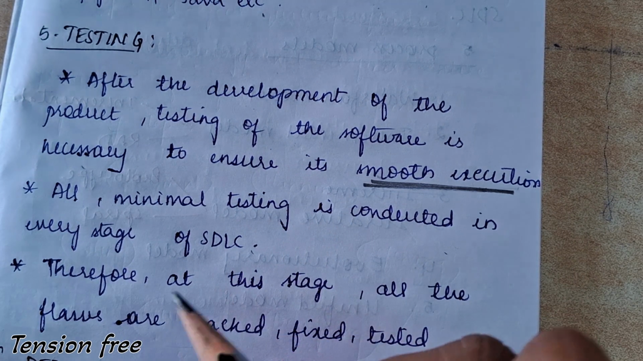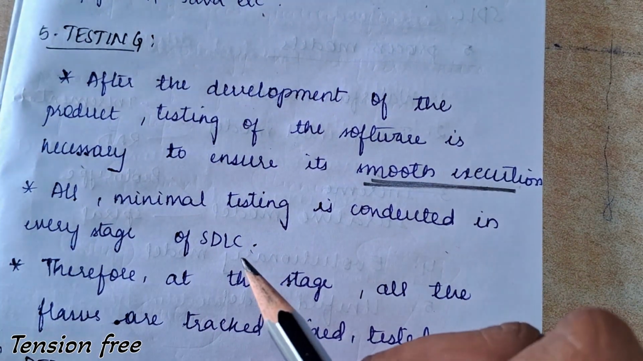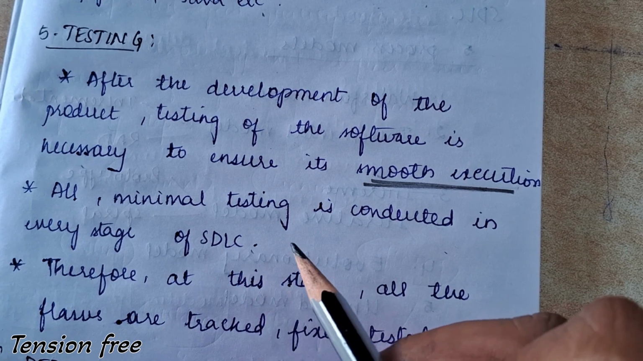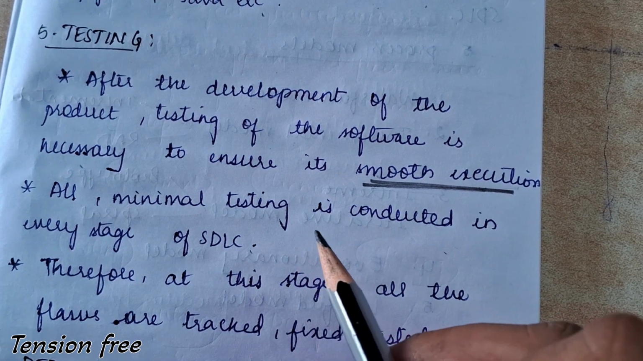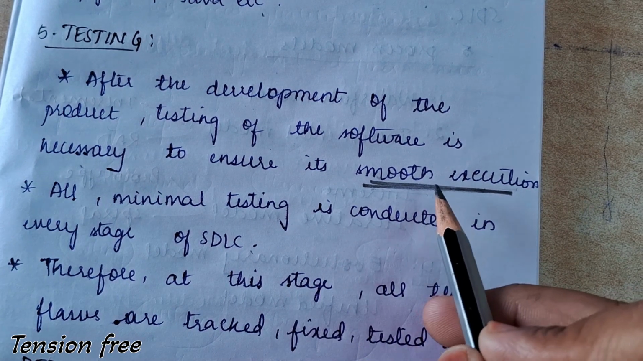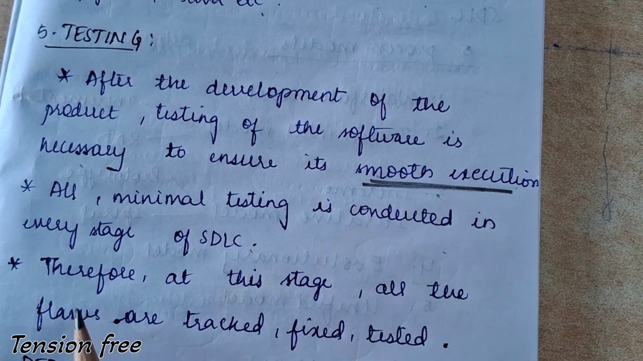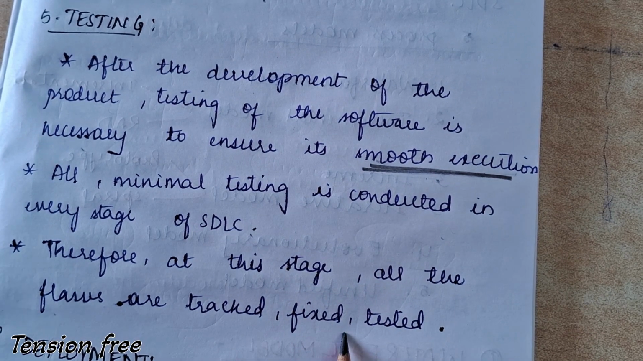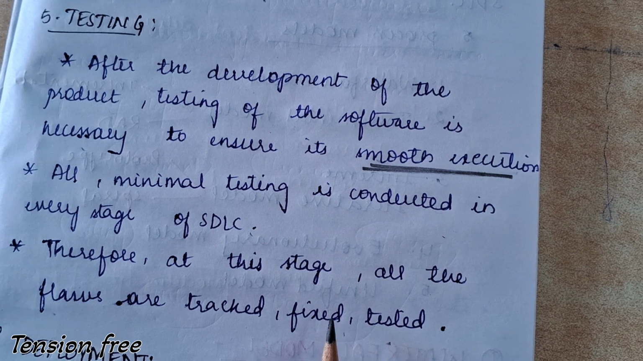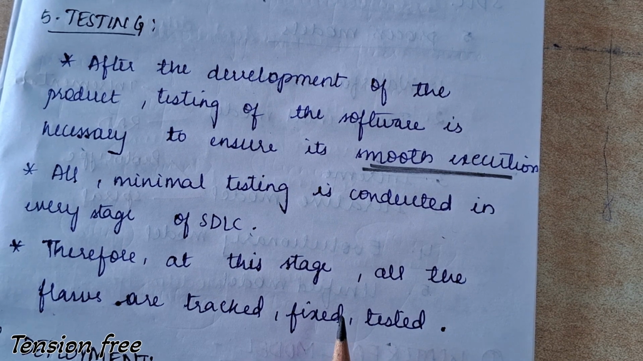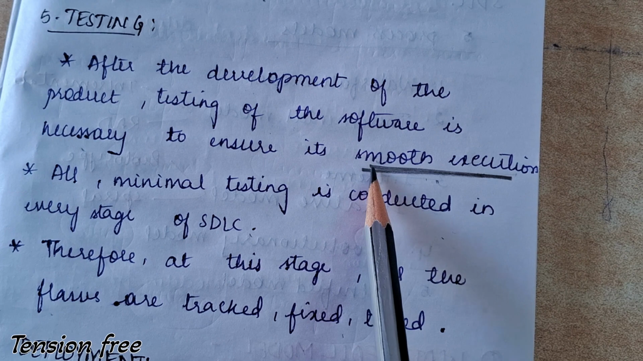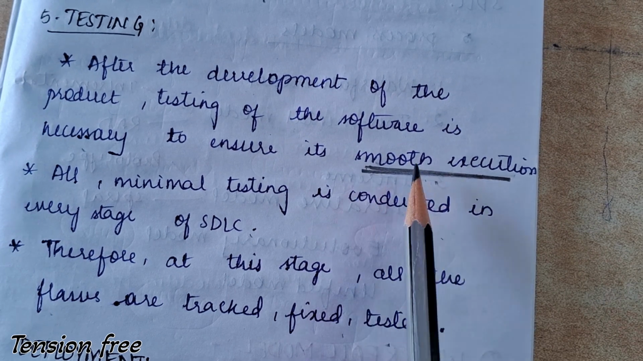In the earlier stages, whatever minimal errors are there will be rectified. For the maximum errors, in this testing stage we are going to rectify them to provide smooth execution for the software. Therefore, at this stage, all the faults are tracked, fixed and tested. All the errors and false statements that are not useful for the execution process will be removed, so that we can execute the software very smoothly.